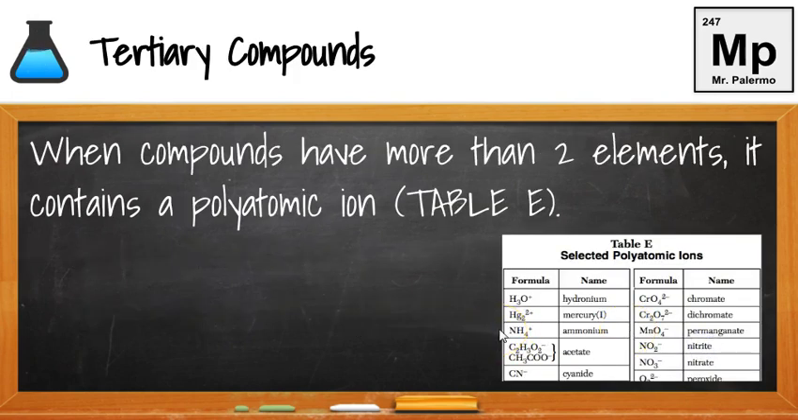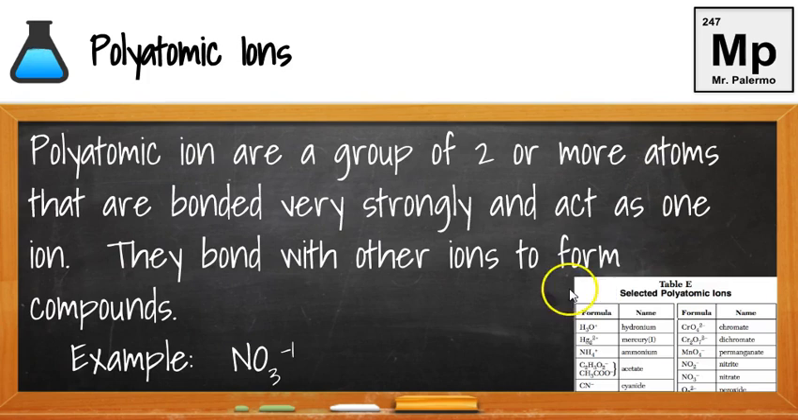When compounds have more than two elements, they contain a polyatomic ion, which we can find on Table E in our reference table. Polyatomic ions are a group of two or more atoms that are very strongly bonded together, and they act as one unit or ion. They will bond with other ions to form compounds. Here's an example of a polyatomic ion, NO3, which is the nitrate ion. The N and the O's are strongly bonded together, and this whole unit carries a charge. So this whole thing is an ion. It has a -1 charge.